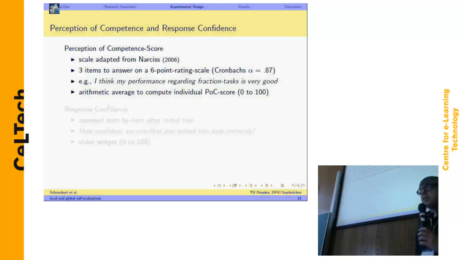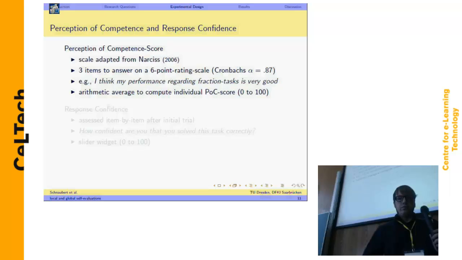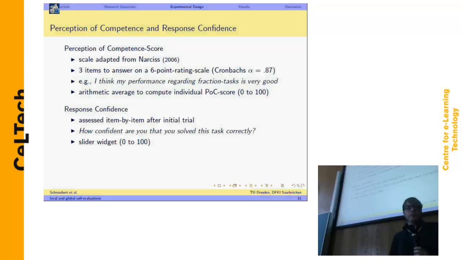So the perception of competence score was built on a scale that was already there from Professor Narciss. We used three items that made a statement like, "I think my performance regarding fraction task is very good." It's domain bound, and they had to answer this on a 6-point rating scale. The Cronbach's alpha was fairly high, so we could use this information, and we built an arithmetic average to compute the perception of competence score, which ranged from 0 to 100.